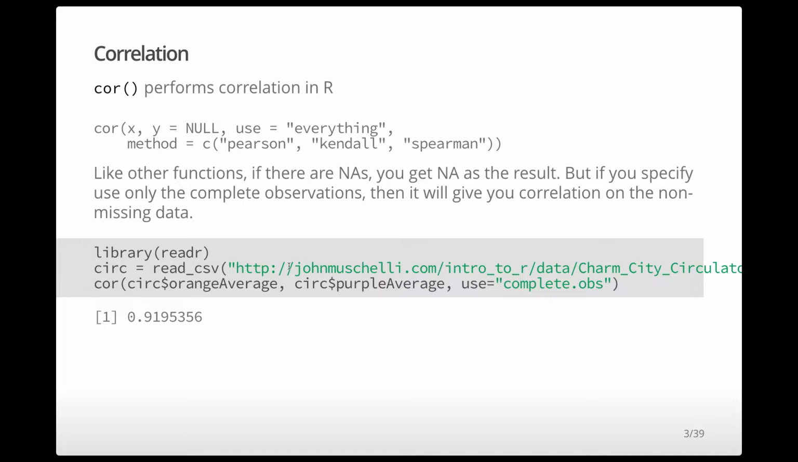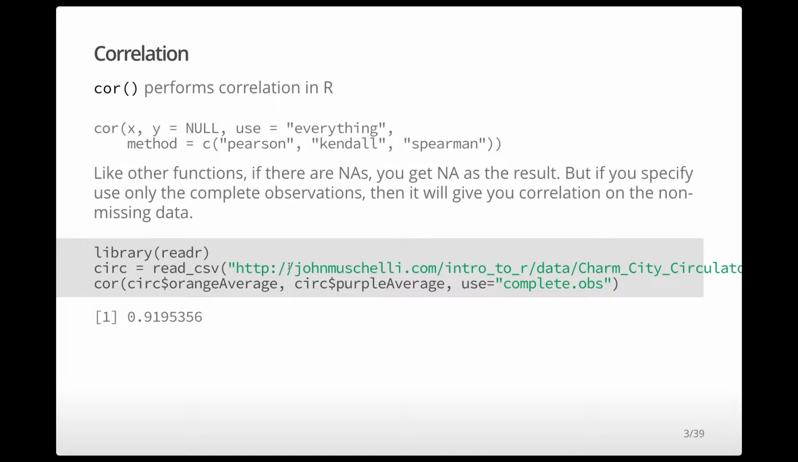So first off, correlation. The core function, cor. It takes in either one whole big matrix or whole data frame of data, or you put in two things and it'll do the correlation between them. So if these are two different data sets, it'll do the correlation of the columns, but generally you put in one column of the data set, another column of the data set to get just one correlation value. So for example, if we read in the Charm City Circulator data again, using read_csv, we're doing the correlation between the orange average and the purple average.